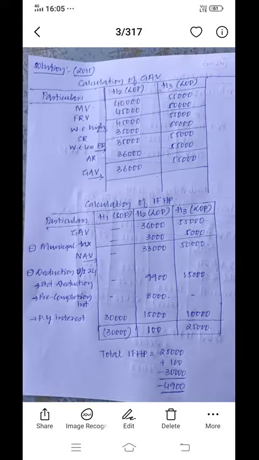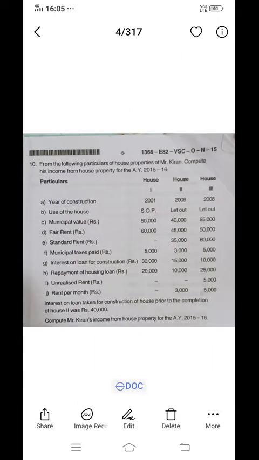Less interest. Interest should be allowed as deduction. So just check whether pre-completion interest is there or not. Interest on loan for the construction is 30,000, 15,000, 10,000. That is previous year interest. It is item number G in the problem. Students, item number G in the problem I am talking about. Previous year interest is allowed fully. Previous year is 2014-15 here in the problem.